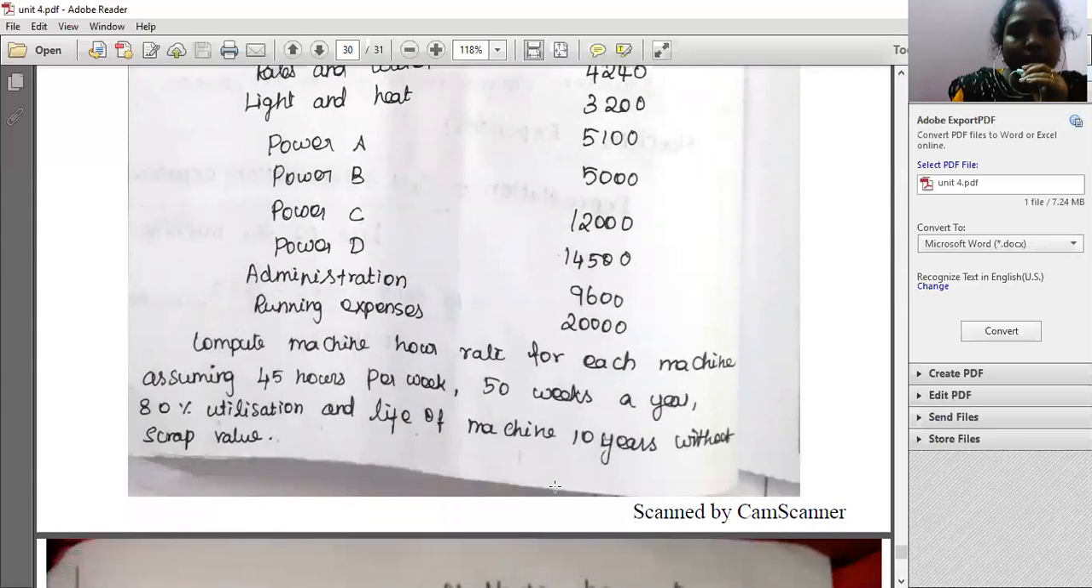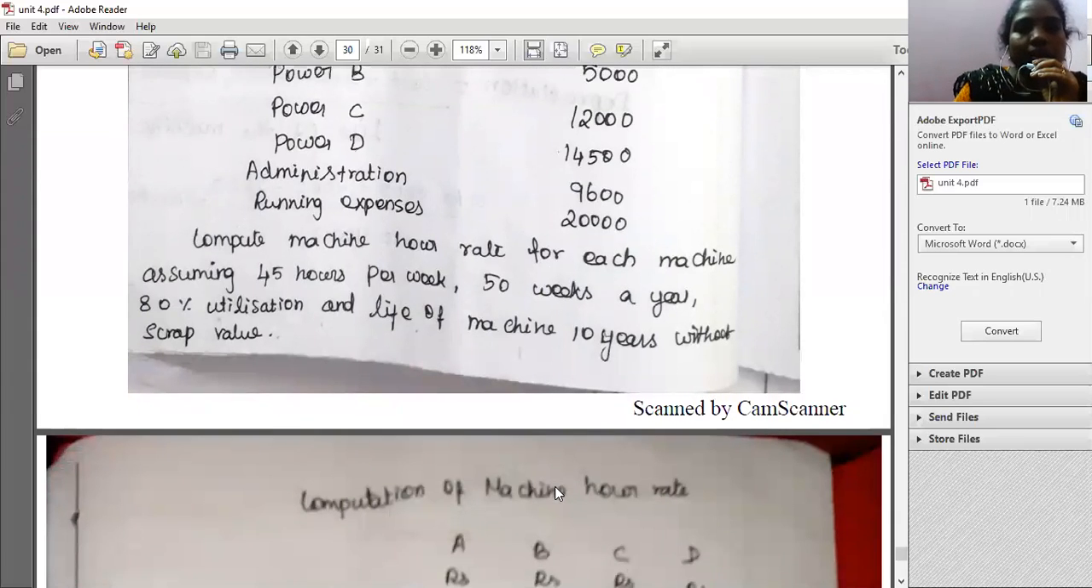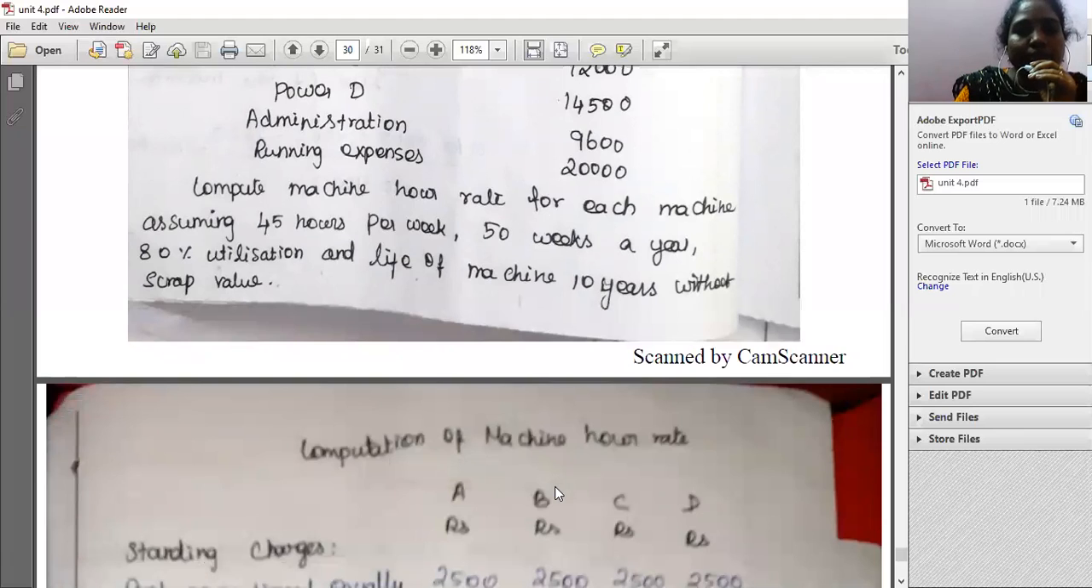And then what is the additional information given in the problem? Compute the machine hour rate for each machine assuming 45 hours per week, 50 weeks a year. These are the information given in this problem. And also 80% utilization, and the life of the machine is 10 years without scrap value. This is for computing the depreciation of the machinery.